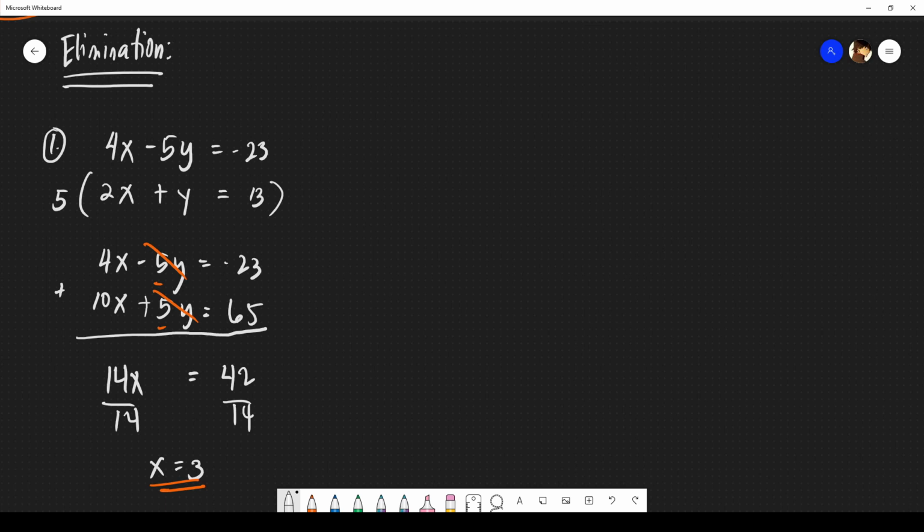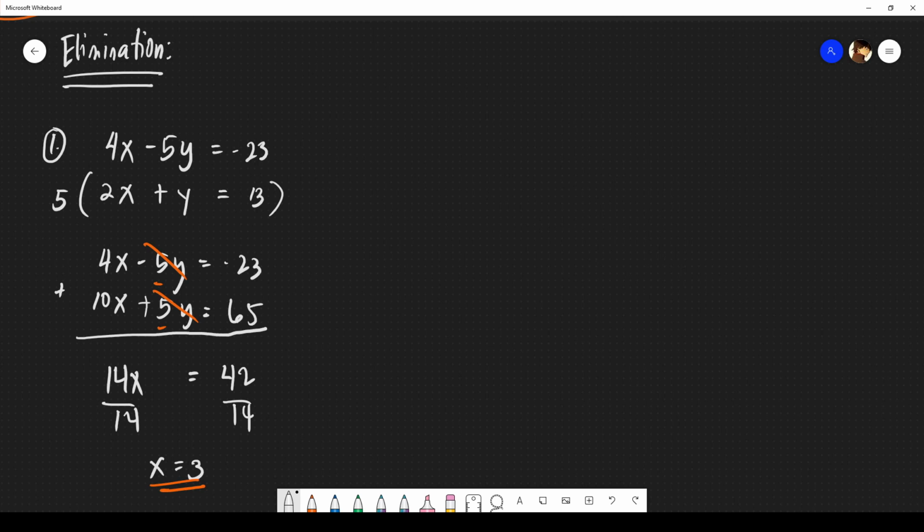Again, the process of elimination is you need to observe the given, to see if they have the same coefficients. If they don't have the same coefficient, then you need to multiply, okay, to have them the same coefficient.